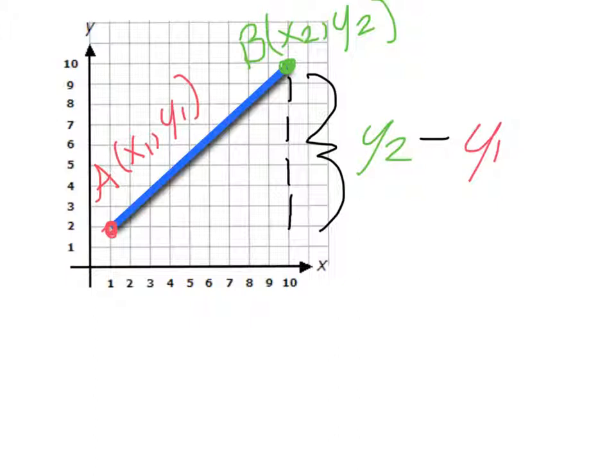Now we're going to think about the horizontal distance, the distance between A and B going from left to right. Can you think about what it might be? If this is y2 and y1, what do you think is going to go down here to represent that distance? Well, it's actually going to be the difference between x2 and x1. So let's go ahead and write that out. We're talking about the difference between x2 and x1.